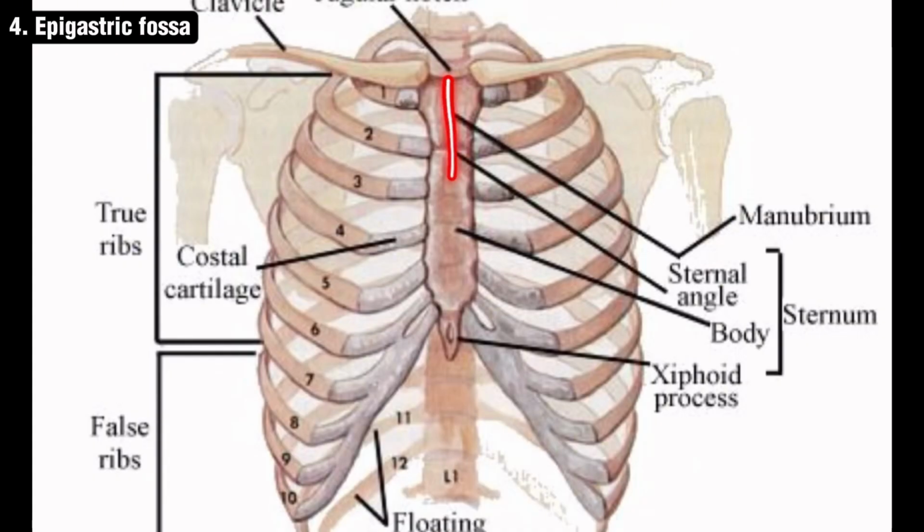So here's the sternum. At the bottom of the sternum is present the xiphoid process, which is present within the infrasternal angle, which is an angle at the bottom of the sternum. In front of the xiphoid process and in between the infrasternal angle lies the epigastric fossa.